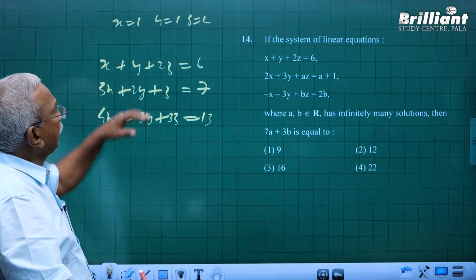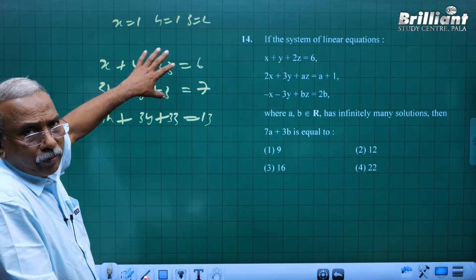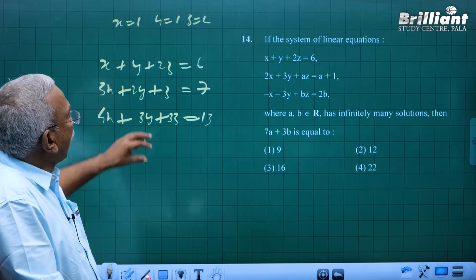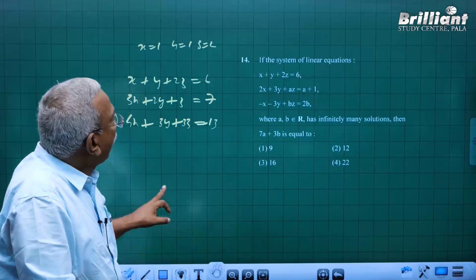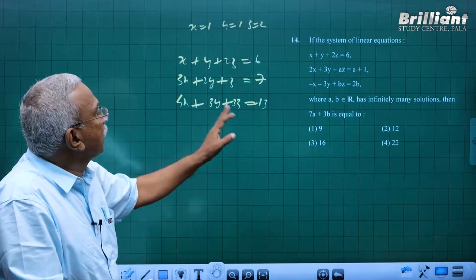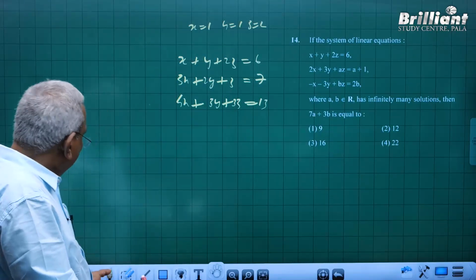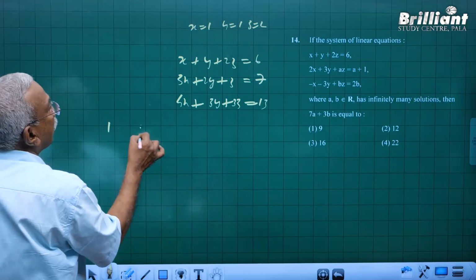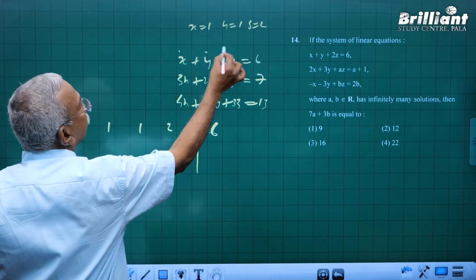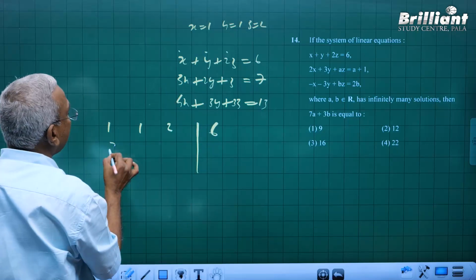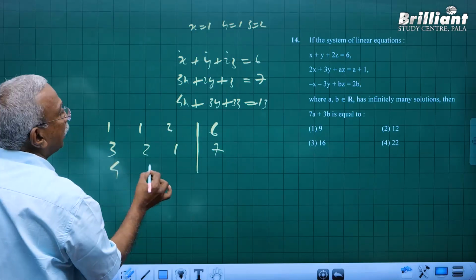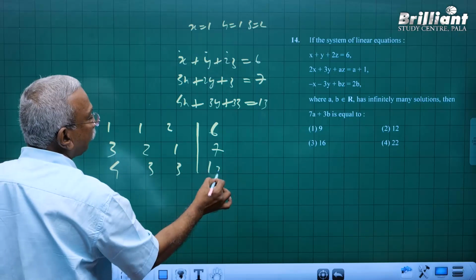Look here. There are actually only two equations. I just take the sum and write it down. Definitely you can see there are only two equations; this is an extra equation obtained from those two. What is the correct form? This is 1, 1, 2, 6. I just take the coefficients 1, 1, 2 and the 6 there. Then 3, 2, 1, 7. And here it is 4, 3, 3, 13.